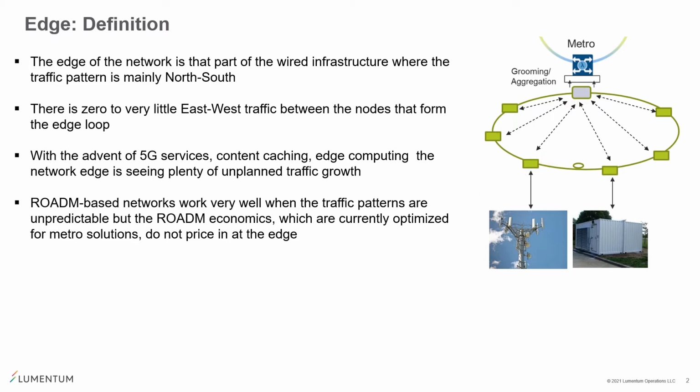Now, with the advent of 5G services, content caching, and edge computing, the edge of the network is seeing plenty of unplanned traffic growth. Now, we know from history that a ROADM-based network works very well when the traffic patterns are unpredictable. But the ROADM economics, which are currently optimized for metro solutions, simply do not price in at the edge of the network. And this part of the network is mainly served by fixed optical add-drop filter-based structures.